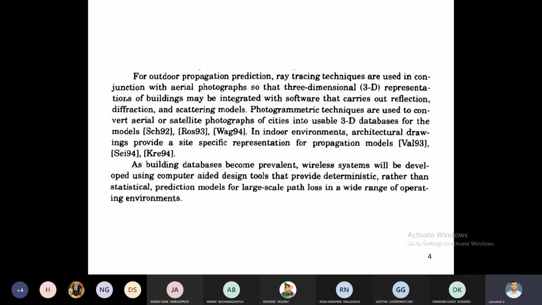Not only do we check the ray tracing, but by using these computational methods we also calculate losses. That is, we have to predict losses, such as reflection losses, diffraction losses, and scattering losses. We have to calculate these also for different types of environments. This is about ray tracing and site specific modeling.